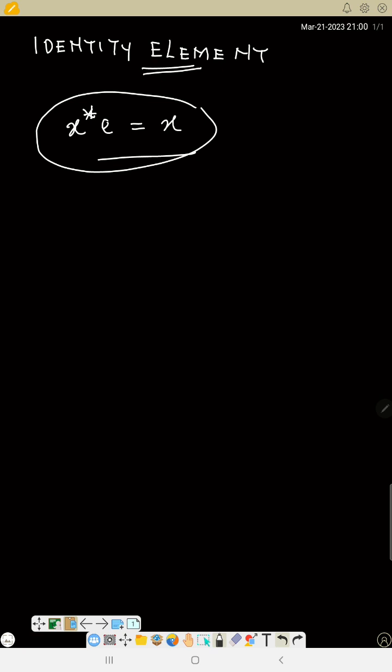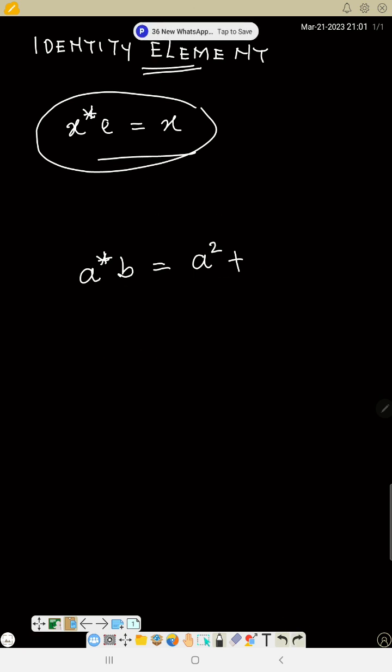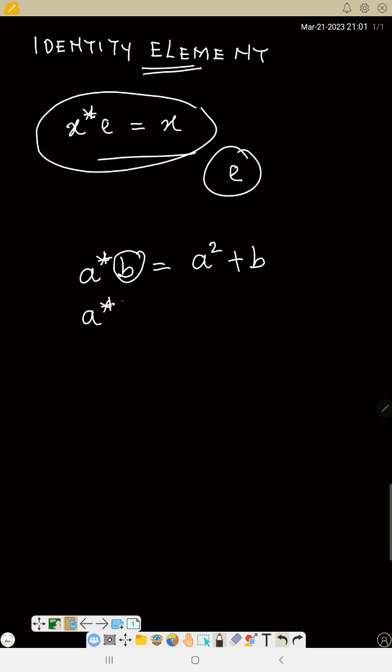For example, if in the question I have A asterisk B is equal to A square plus B, like this. So if the question gives me this operation and says find the identity element here, the first thing I'll do is say let the identity element be E. Remember this letter is the identity element. Then I'll say A asterisk, now the second alphabet, just change it to E. So that is A asterisk E.